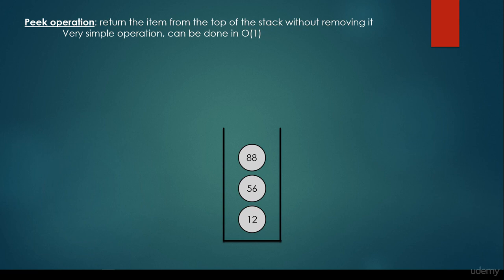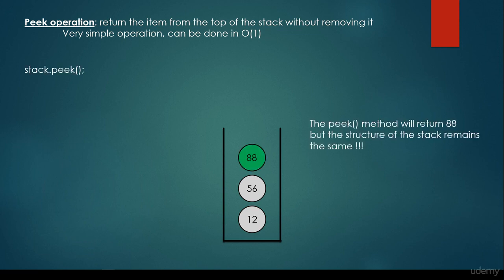So what's the difference between the peek and the pop method? The pop method is going to remove the last item from the stack. The peek method is going to return the value of the last item without removing it. So the size and the items in the stack are not going to change. If we call the peek method, it's just going to return 88, but the structure of the stack remains the same, which means that we are not going to remove 88. We're just going to take the value.